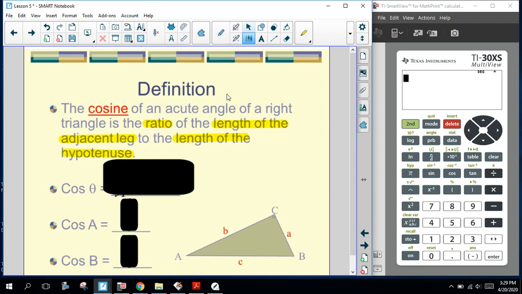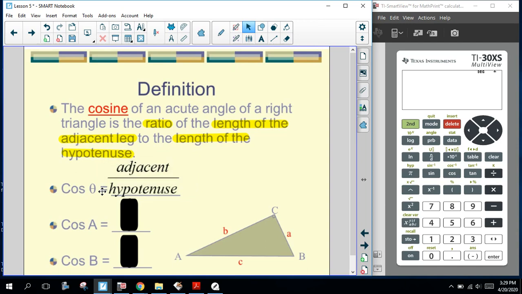All right, take a look. Cosine of theta. Well, theta is our acute angle of our right triangle. Taking that definition and putting it into equation form with some words, the cosine of theta is equal to adjacent over hypotenuse. In the diagram, if I look at angle A, the cosine of angle A is the adjacent leg. The adjacent leg is B over the hypotenuse, which is C. So your answer would be B over C. Or if I wanted the cosine of angle B, the adjacent to B would be side A over its hypotenuse length of C. So that would be A over C.